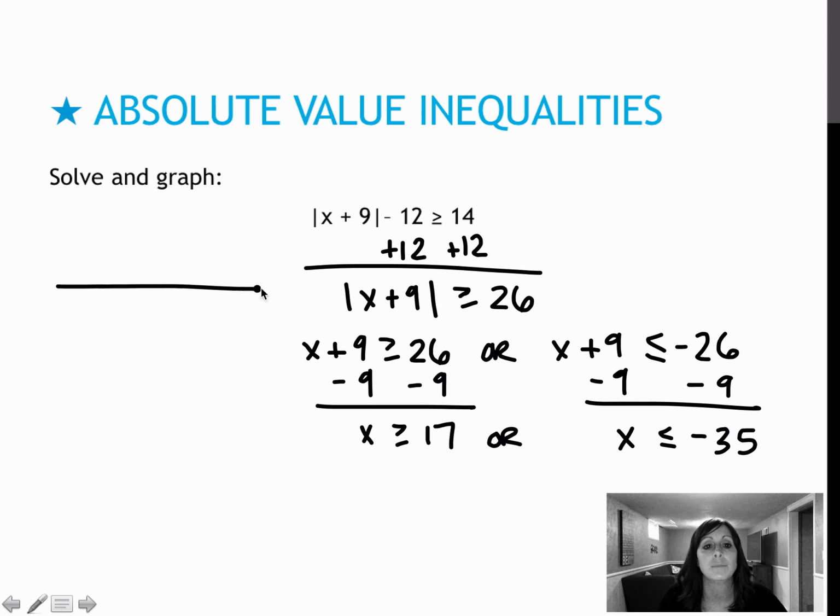To graph, I will put -35 to the left and 17 to the right. Less than or equal to -35 would be a closed bracket and then shaded left. Greater than or equal to 17 would be a closed bracket and shaded to the right.